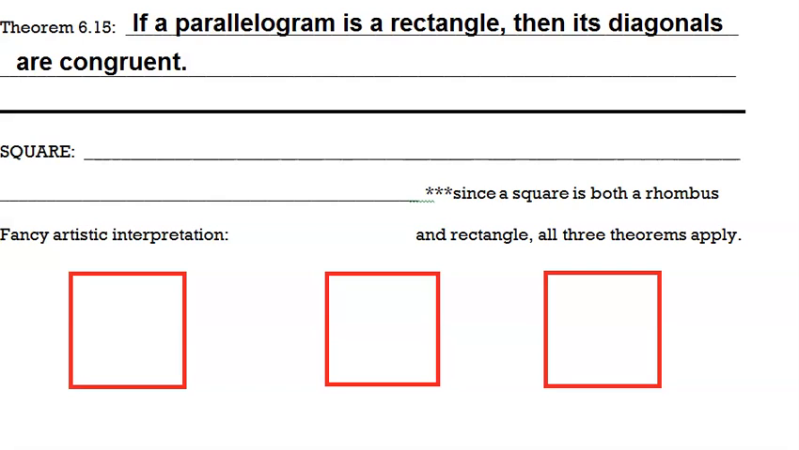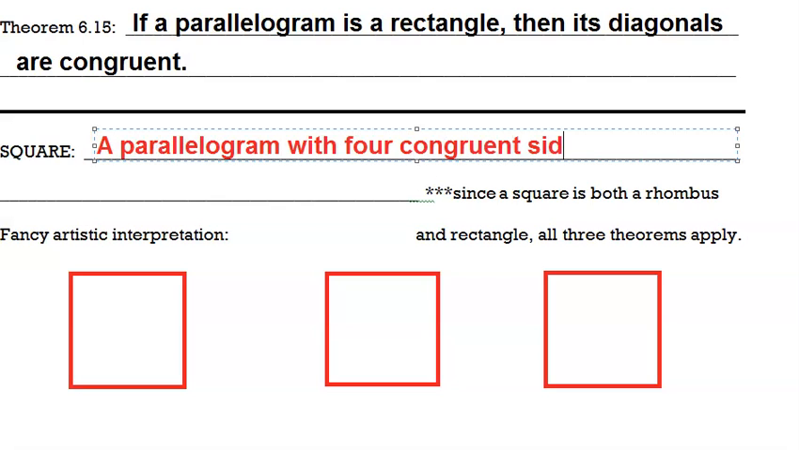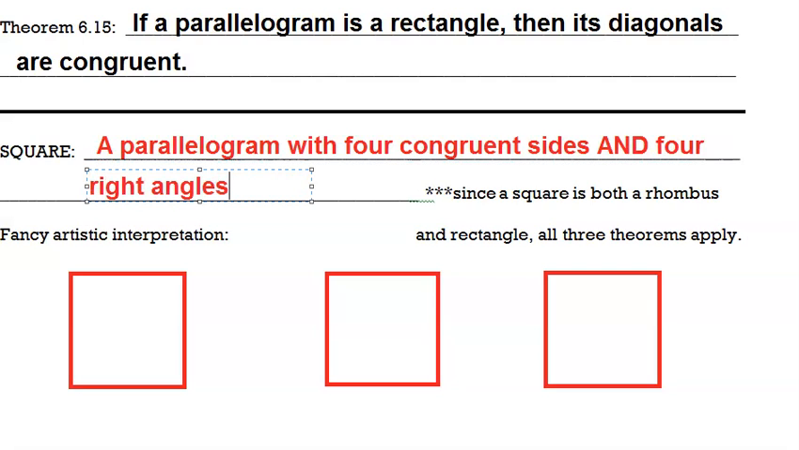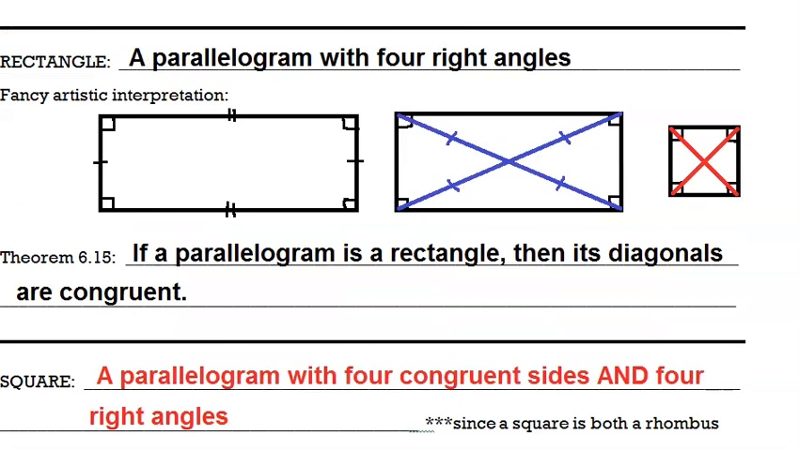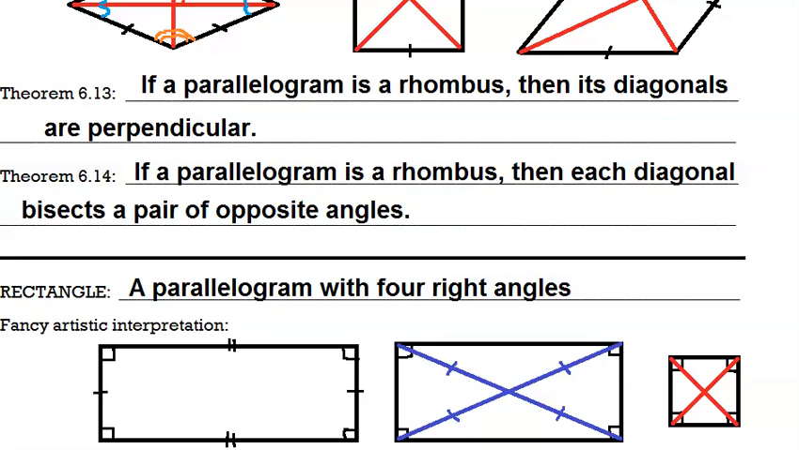Here's the deal. A square meets the qualifications of both, meaning a square is a parallelogram with 4 congruent sides and 4 right angles. So the rules that apply for a rhombus and the rules that apply for a rectangle all apply to a square. That's why you don't have to write any more theorems. So if we go back and look, the first theorem that we did is we found out that if a parallelogram is a rhombus, then its diagonals are perpendicular.